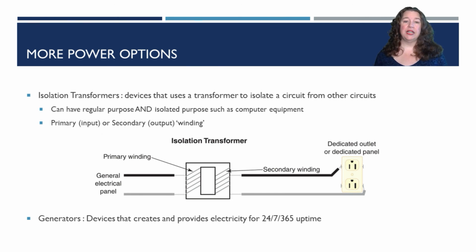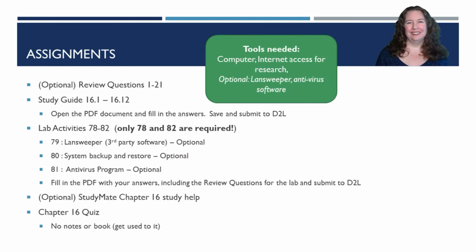Obviously, as we know in Montana, we have generators. Generators actually create and produce energy 24/7, usually using some sort of fuel source to allow you to have uptime in the case that the power goes down. All right, so that's the end of Chapter 16.